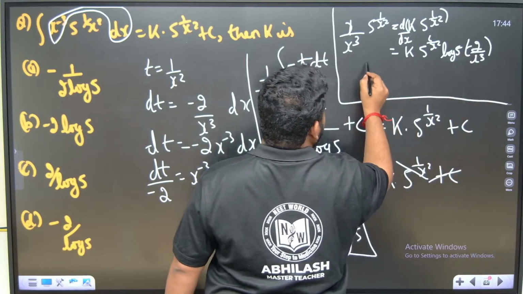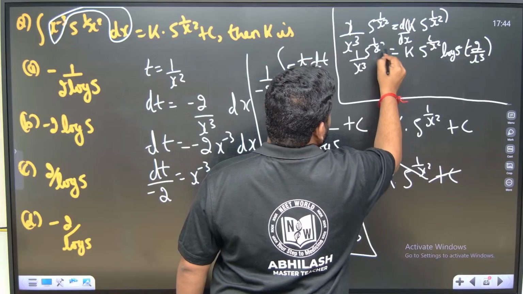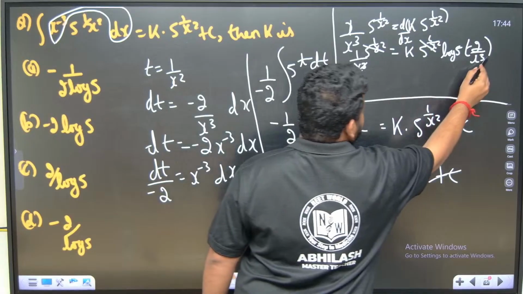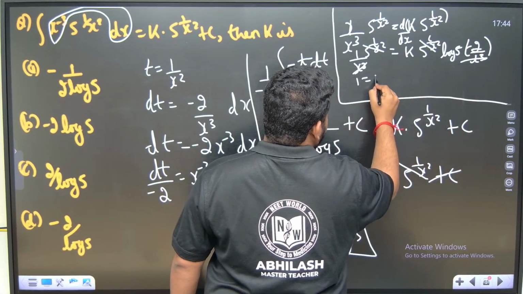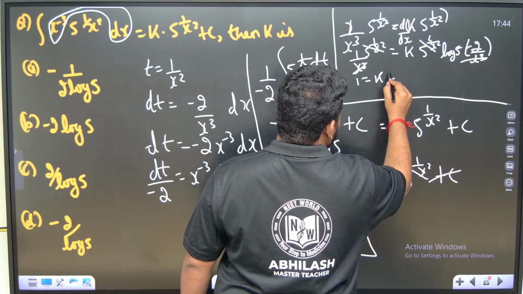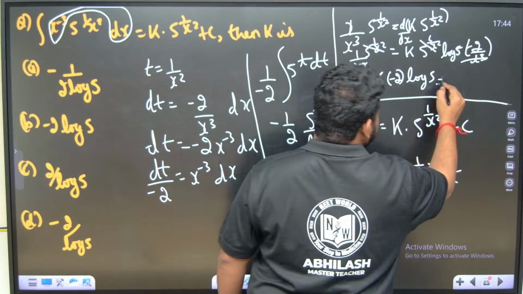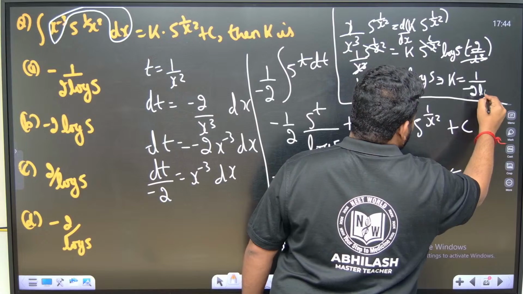So this is nothing but equal to 1 by x cube, 5 to the power of 1 by x square. What will happen? The 5 to the power of 1 by x square cancels, and x cube cancels. Now I have 1 is equal to k times minus 2 into log 5. So k will be equal to 1 by minus 2 log 5.